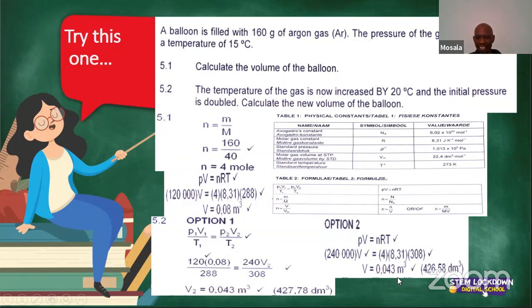Right. And if you want to convert this to cubic decimeters, it should give you 426.58 cubic decimeters, right?